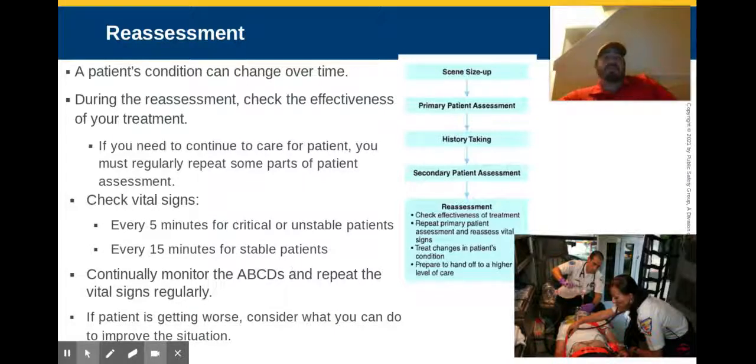If that patient really starts to trend down, either in pain or in vital signs, consider what you can do to improve the situation. Do you have ALS en route? Do you need to change which hospital you're going to, to get to the closest hospital?